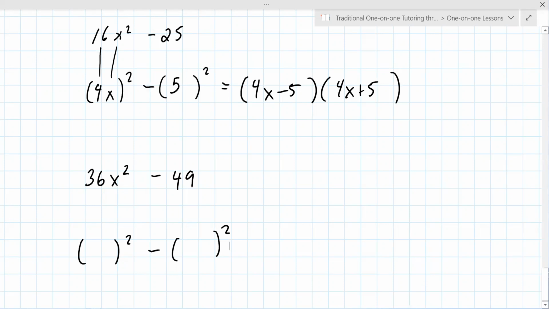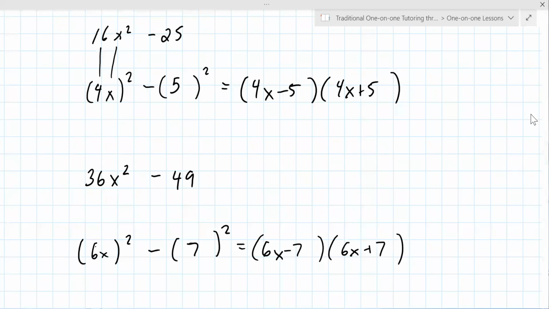All right, I got 6x squared and 7x squared. There's no x over here on the... So right, 7's just 7. Yep. So what does this equal? And then it equals 6x minus 7, 6x plus 7. Good. Okay, very good.